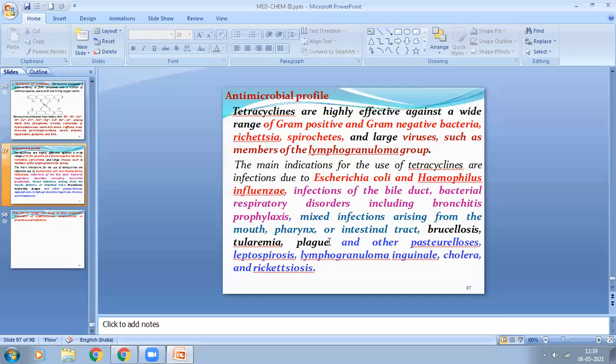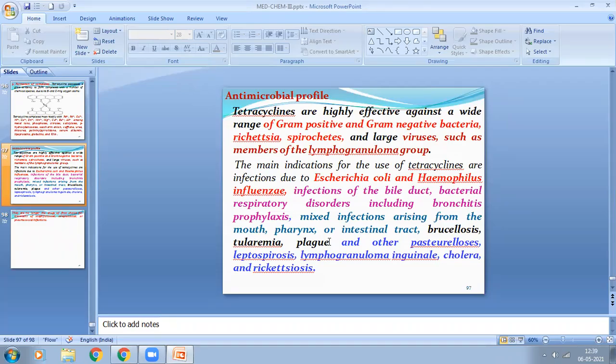Next, go for the antimicrobial profile of the tetracycline. Already I told you tetracyclines are highly effective against a wide range of gram-positive and gram-negative bacteria, such as Rickettsia, spirochetes, and large viruses. Antibiotics are basically not active against viruses, but it has been shown that tetracyclines are effective against some viruses, such as members of the lymphogranuloma group.